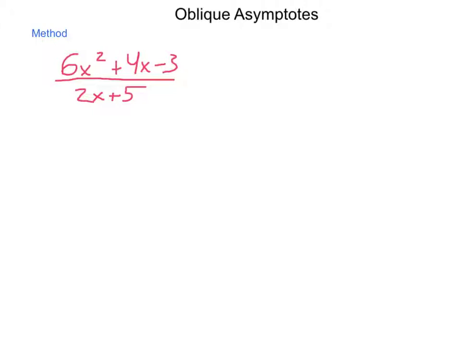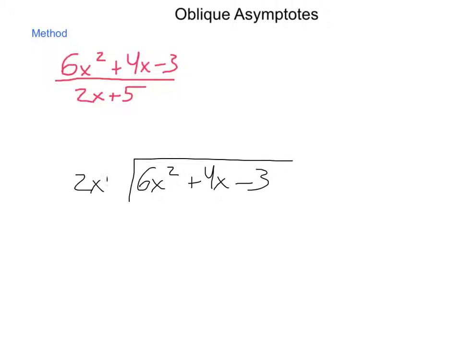an oblique asymptote. Now in Chapter 5, one thing we learned was division of functions. And if you carry out long division of the functions that are given, you will find the equation of an oblique asymptote. So, in this equation, 6x squared plus 4x minus 3, all divided by 2x plus 5. In order to find the oblique asymptote, since the degree of our numerator is larger than the degree of the denominator, we are going to set up a long division problem. 6x squared plus 4x minus 3 is being divided by 2x plus 5.